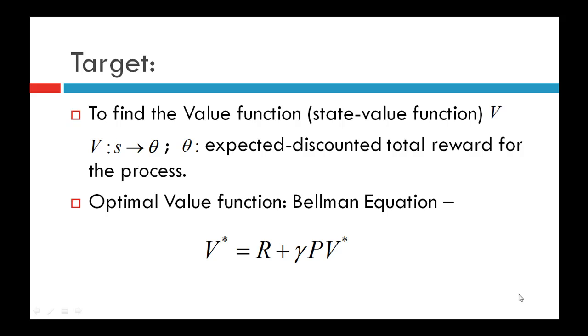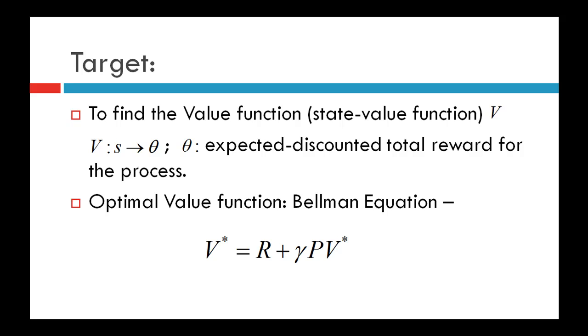So the target of the algorithm, kernelized value function approximation, is basically to solve the prediction problem. Remember, it is not solving the control problem, that is, it is trying to compute the state value function and not the state action value function. So the target is to find the value function, that is the state value function V, which is the mapping from states to the expected discounted total reward for the process. This is a Markov reward process. So the state value function is a mapping from states to a real number, the expected discounted total reward the agent can receive starting from state S.